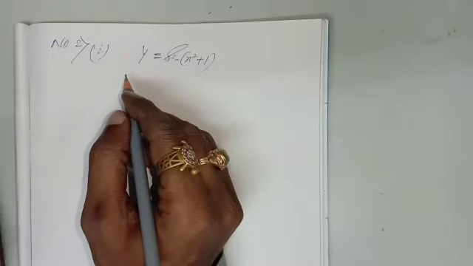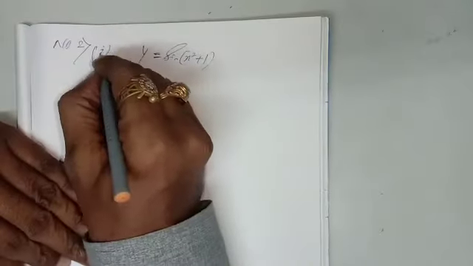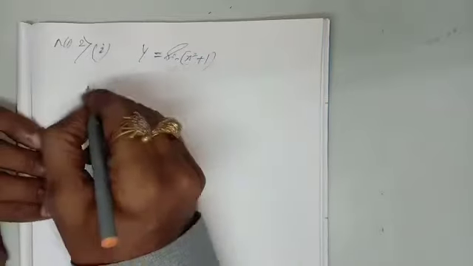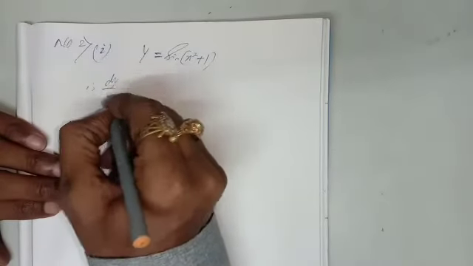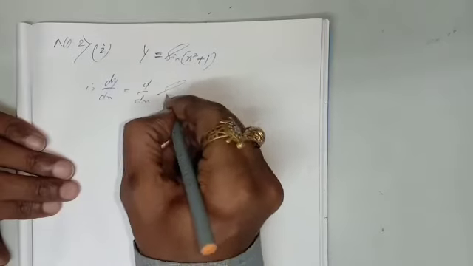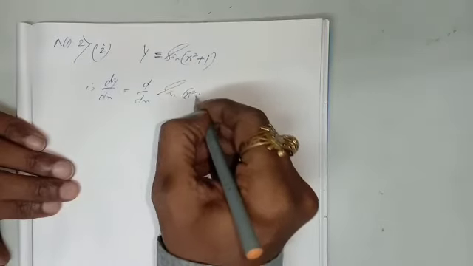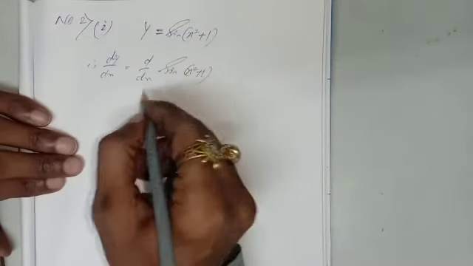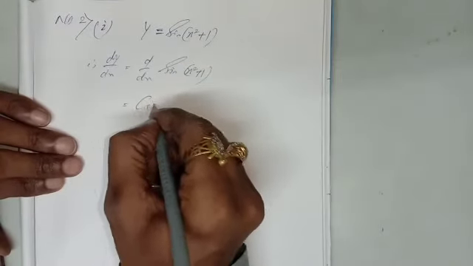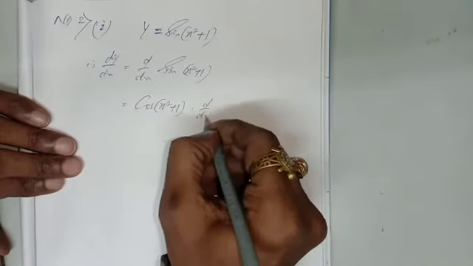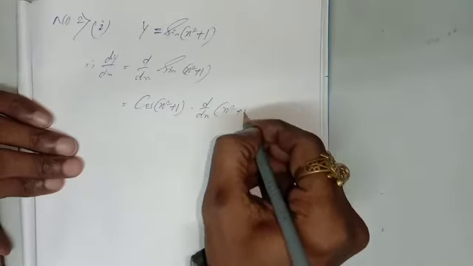Question number 2, first part. The question given: y is equal to sine of (x square plus 1), and you have to find dy by dx. First of all, you find the derivative of sine. The derivative of sine is cos, so cos of (x square plus 1). Again, you have to find the derivative of x square plus 1. This is called the chain rule.